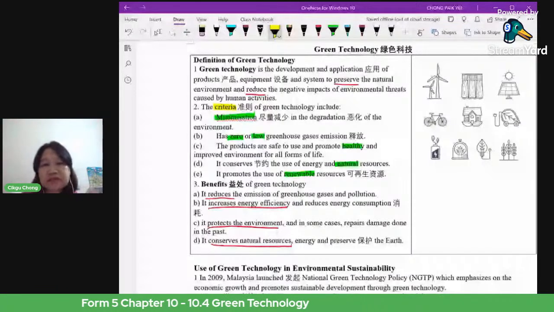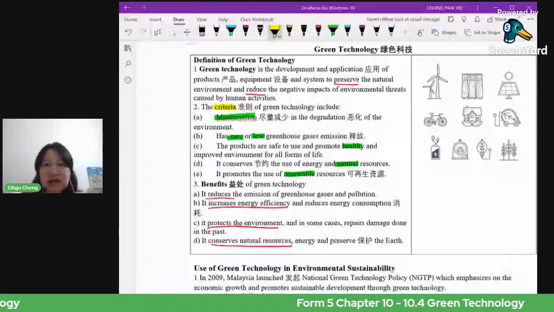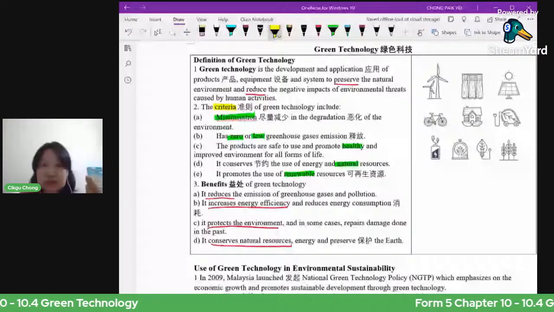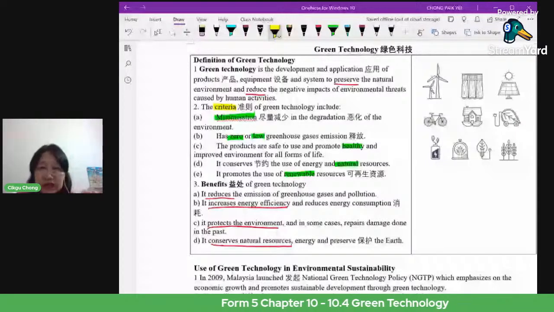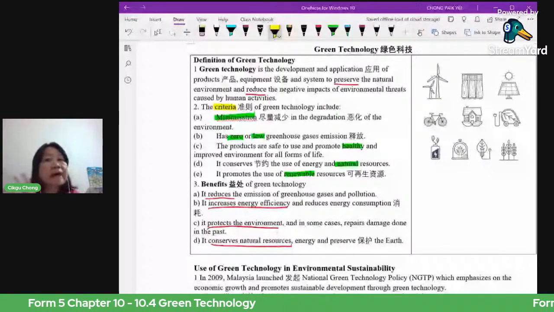Okay, what are the benefits? Benefits, of course, are very, very extensive, right? It reduces emission of gases, so your greenhouse gases must be going down, the percentage and all that. It increases the energy efficiency. That means you use a little bit of energy, but you get a lot of output. Minimal input, maximum output. That is called energy efficiency.